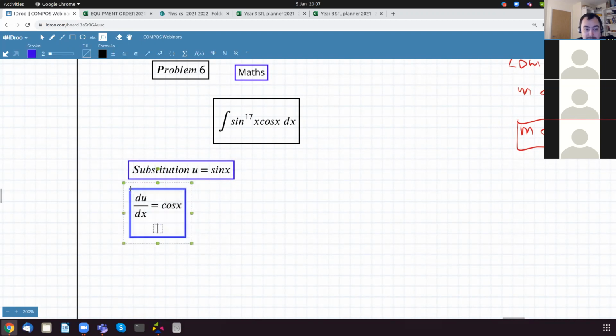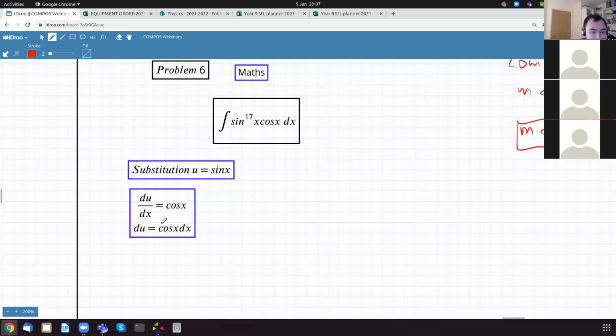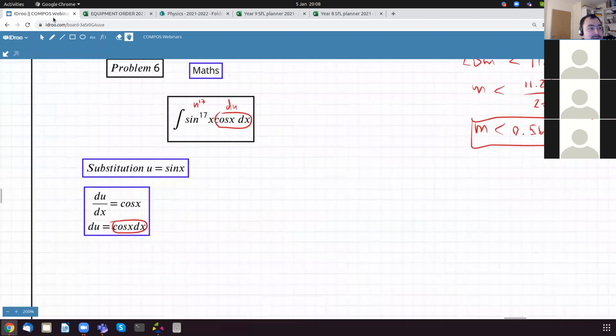And you can multiply both sides by dx. You get du equals cos x dx. And would you look at that? This thing is this thing. And this thing is u to the power 17. So this is u^17, and this is du. And voila, the horrendous integral becomes something incredibly simple.